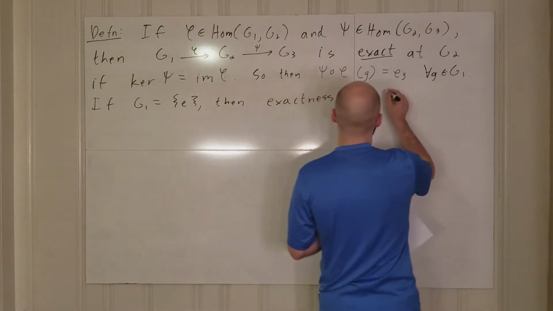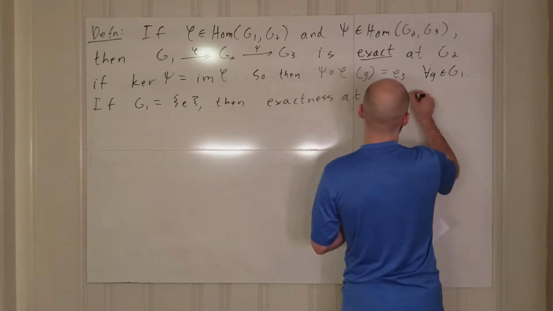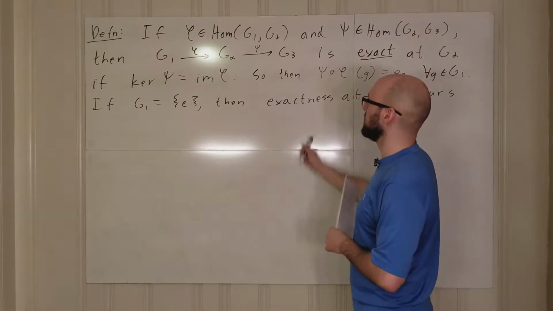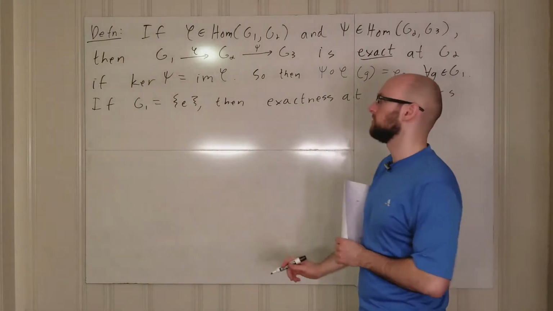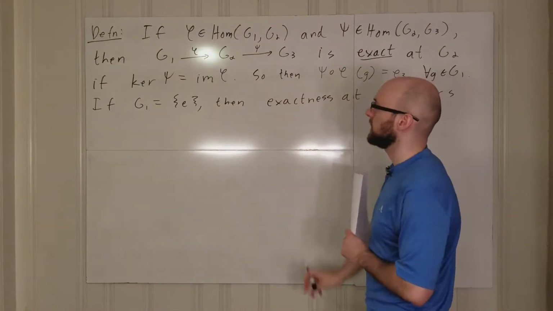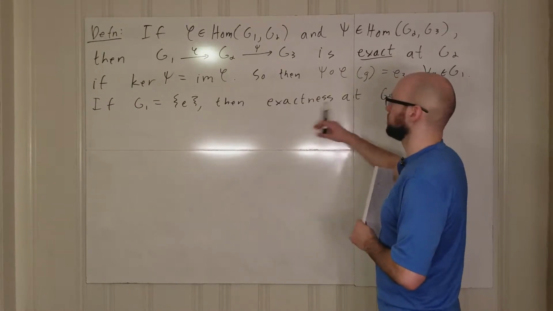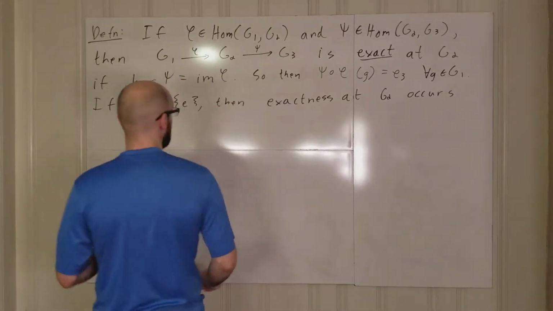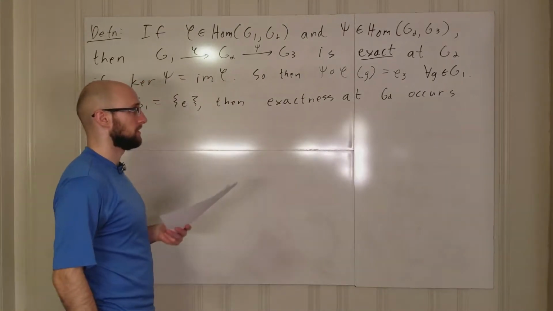at G2 occurs. I don't think that's how you typically call it. You don't say exactness at G2 occurs. You say like the sequence is exact at G2. But I figure this will allow me to write less, and I also get to use the word exactness, which actually is not a word. But now it is because I used it.